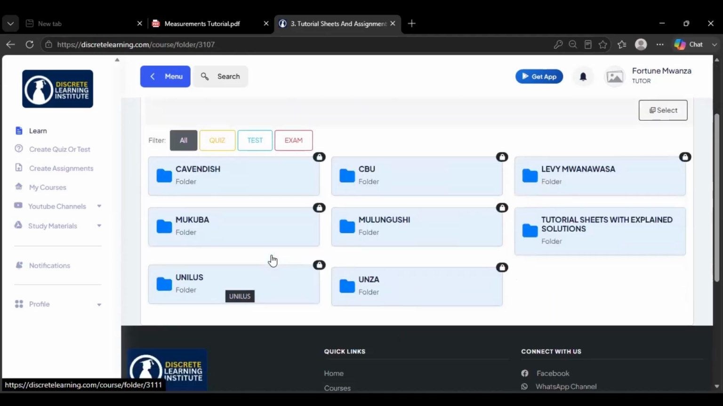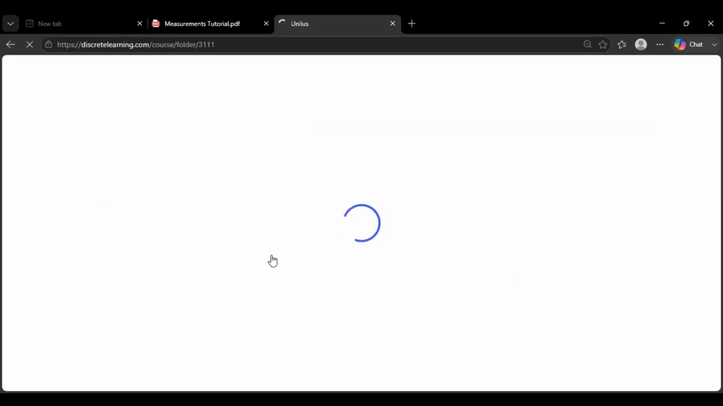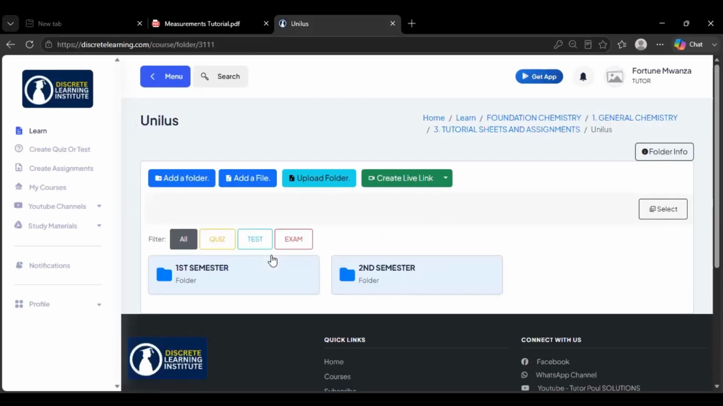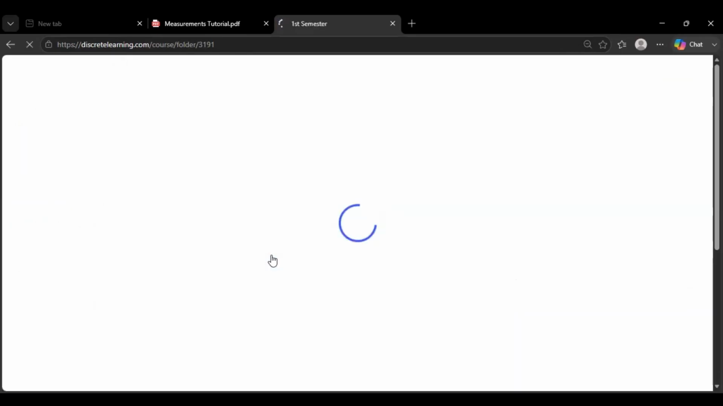You choose your university, UNLAS. You also choose your semester. Let me wait for it to load. If you're in second semester, you go into the folder for second semester. If first semester, go into first semester there. There's someone with a question.